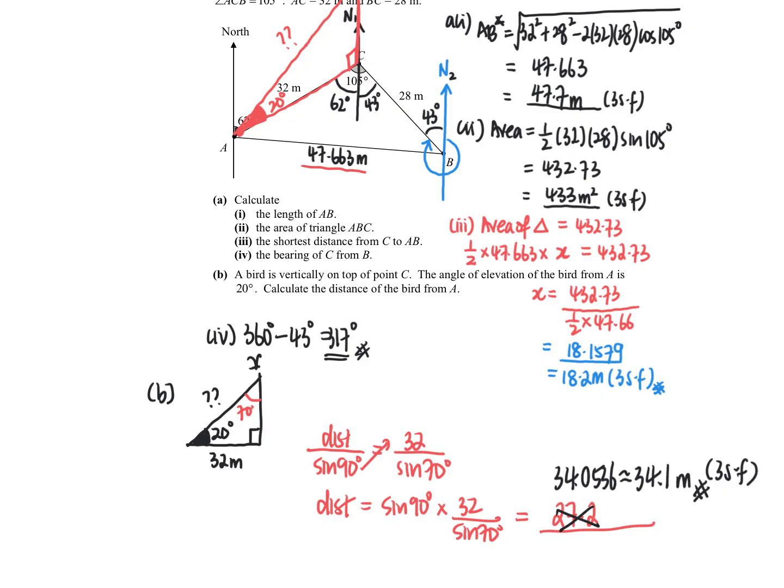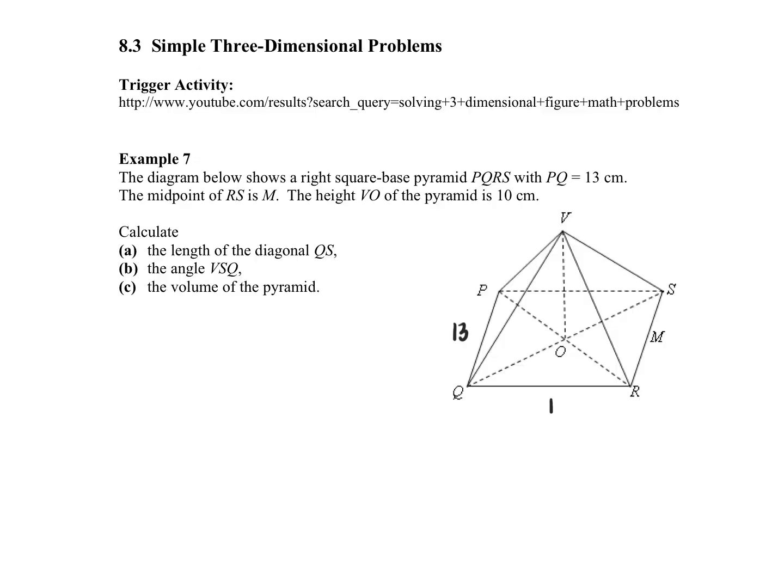Okay, so tomorrow, all the sides are 13 by 13. Then they want to find the length of the diagonal QS. So take note, this triangle, because it's a square base, although they draw it like a parallelogram, you know it's a square. So this is a right angle triangle. So to find QS, just by Pythagoras theorem.